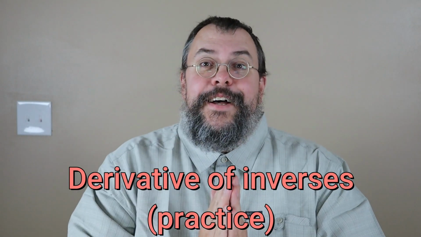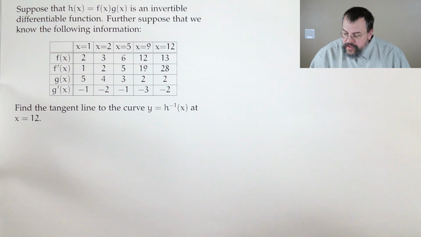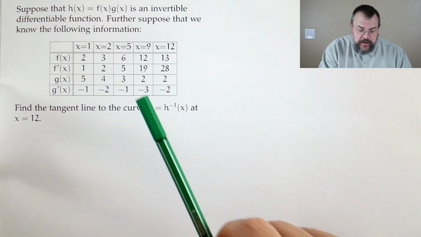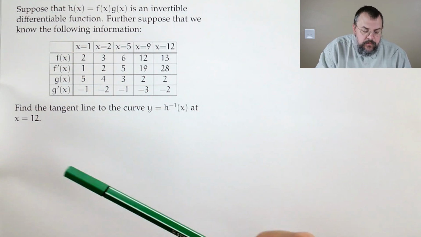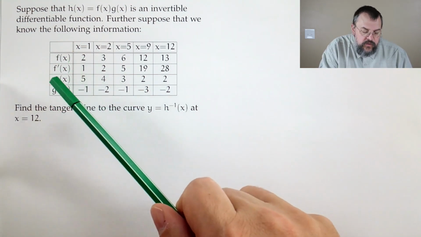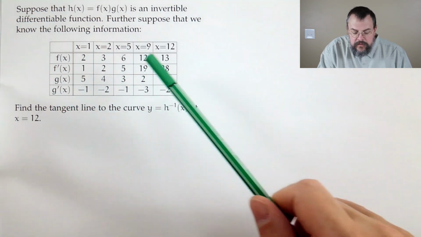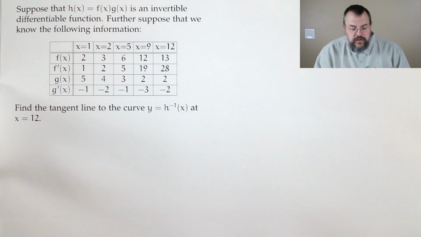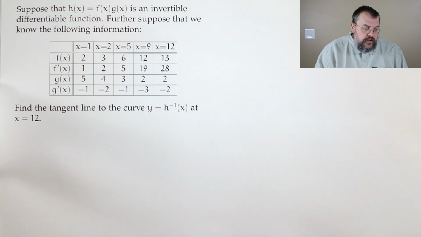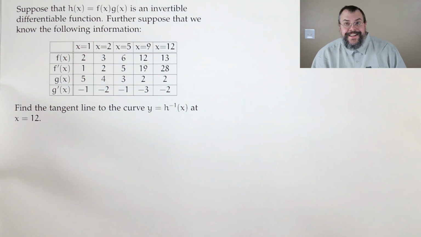All right, let's begin. Suppose that h of x is a product, f of x times g of x, and we know it's an invertible differentiable function. And further, suppose that we know the following information. So we have a lot of information about f, its derivative, g, and its derivative at various places. And we're asked to answer the question: what's the tangent line to the curve y equals h inverse of x at x equals 12?